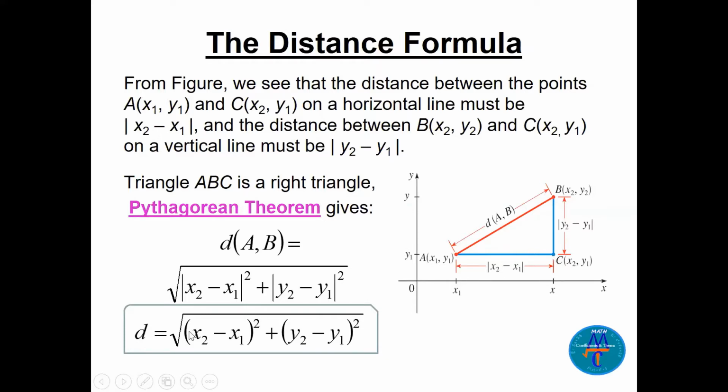So the distance becomes, the formula that we have to remember, the square root of x2 minus x1, where x2 is the x coordinate in the second point and x1 is in the first point, squared, plus y2 minus y1, all squared. Now you can start with B or you can start with A. Anyway, you have to square it and then you add under the square root.